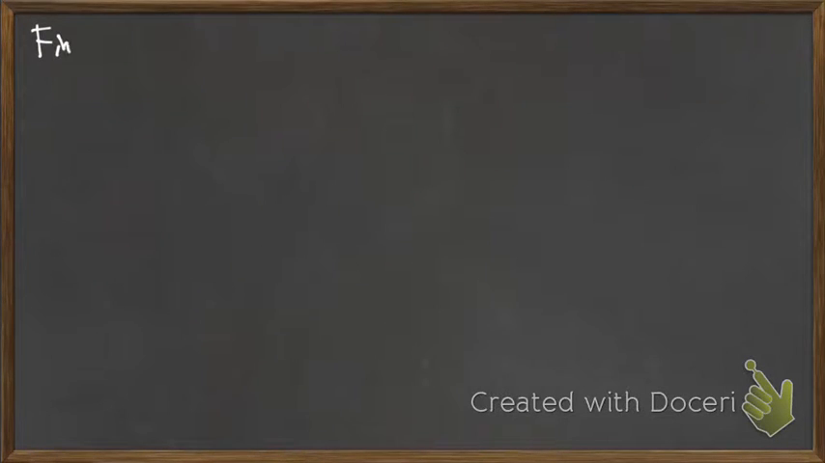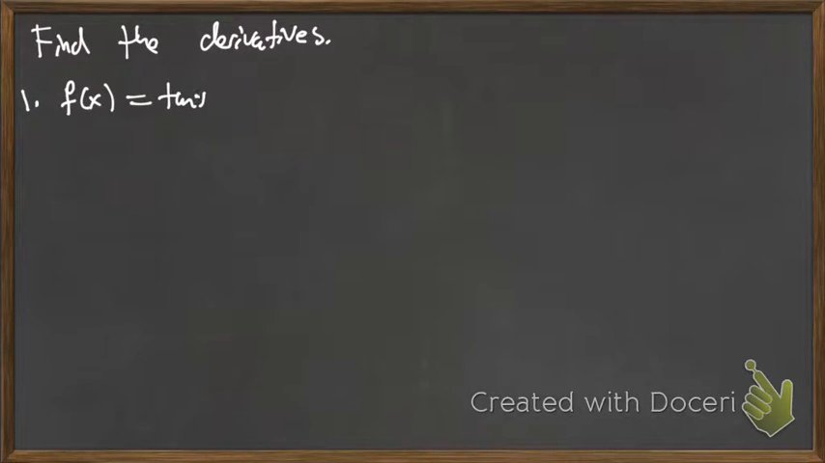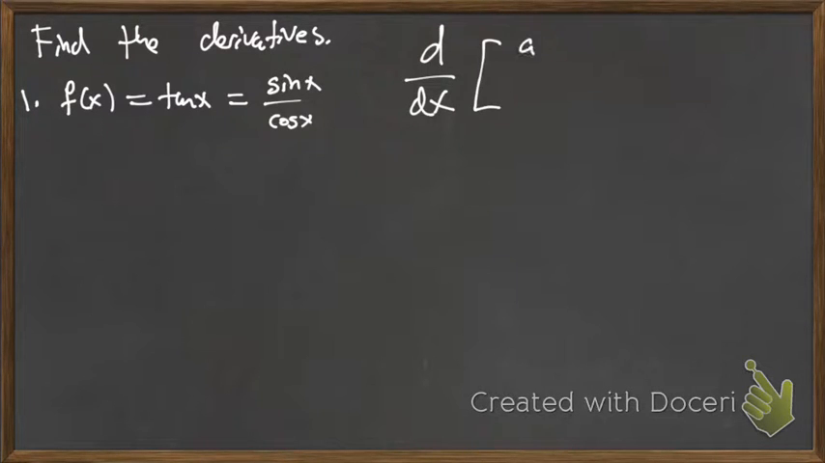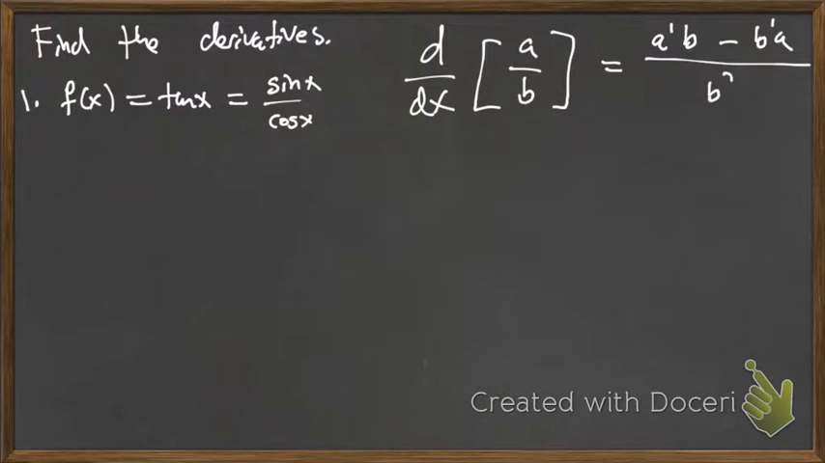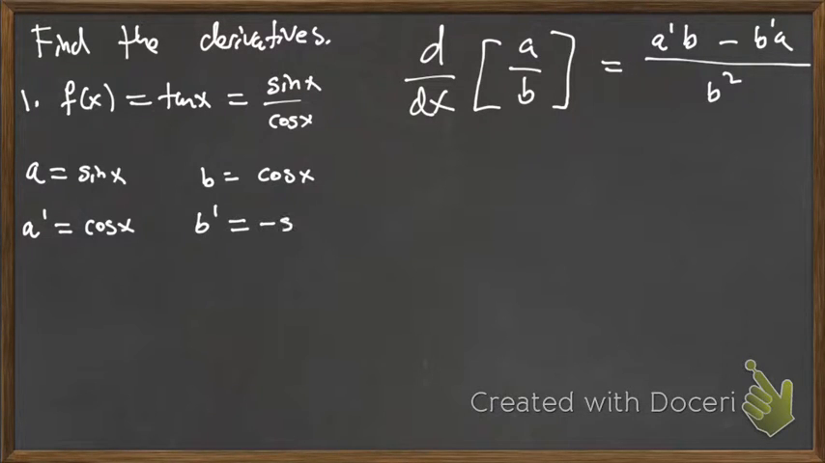So if we look at finding the derivative of the tangent, we can write tangent as sine over cosine. So the derivative of the tangent can be written as the derivative of sine over cosine, and we'll go ahead and mention we'll use the ABA form: a prime b minus b prime a, all over b squared. Identify a, a prime, b, and b prime.